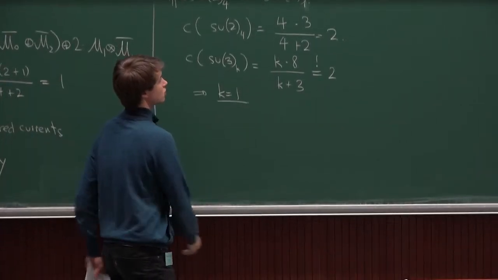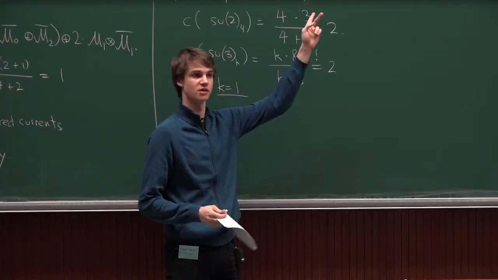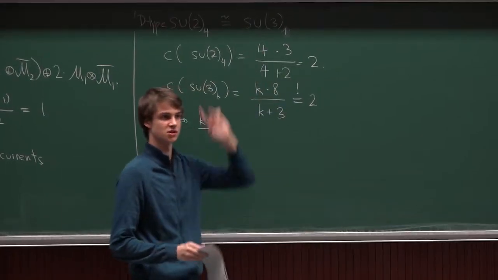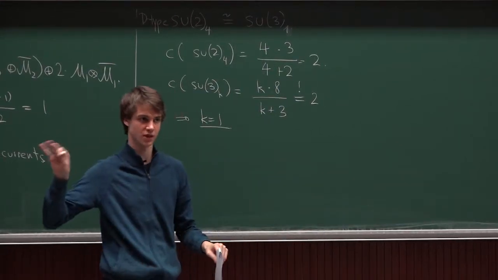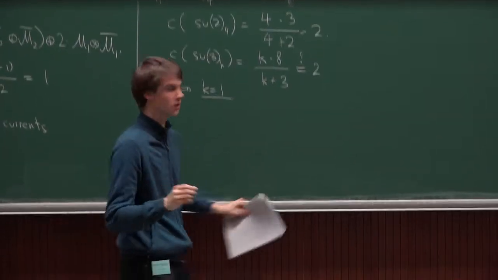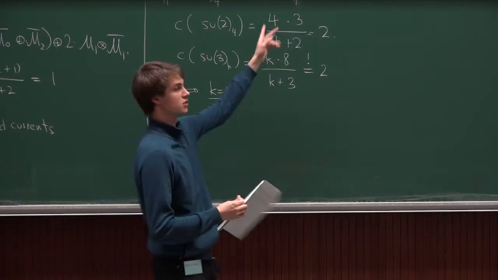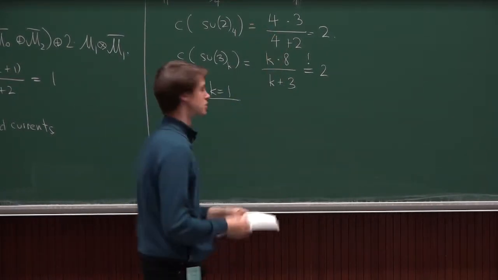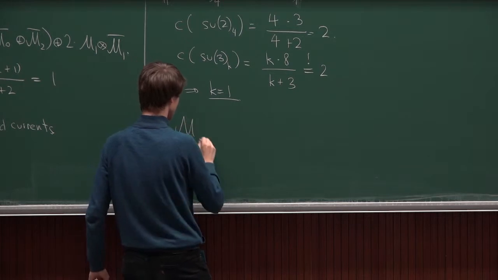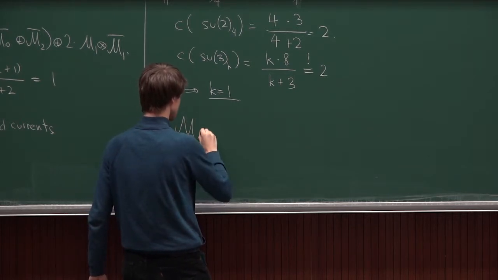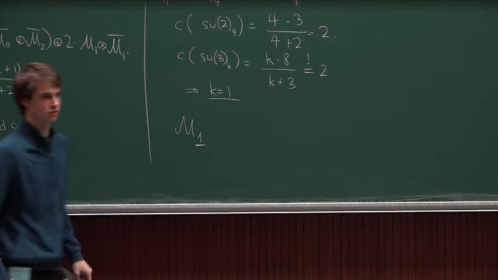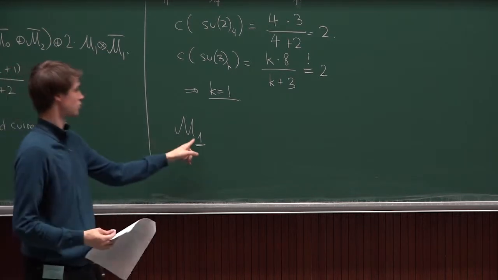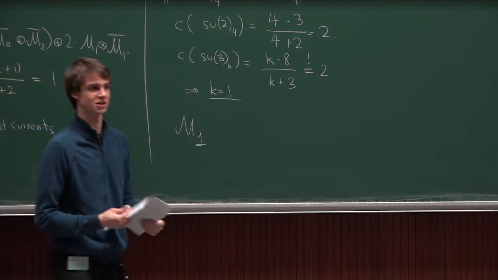So now I just tell you what the possible modules of SU3 level 1 are. I told you there's a generalization of this l smaller equal than k over 2 for any Lie algebra. And here's level 1, so there are only very few possible modules. The ones which are possible are the vacuum module of SU3. To distinguish from M0 of SU2, I will write a 1, which means the one-dimensional representation of SU3.